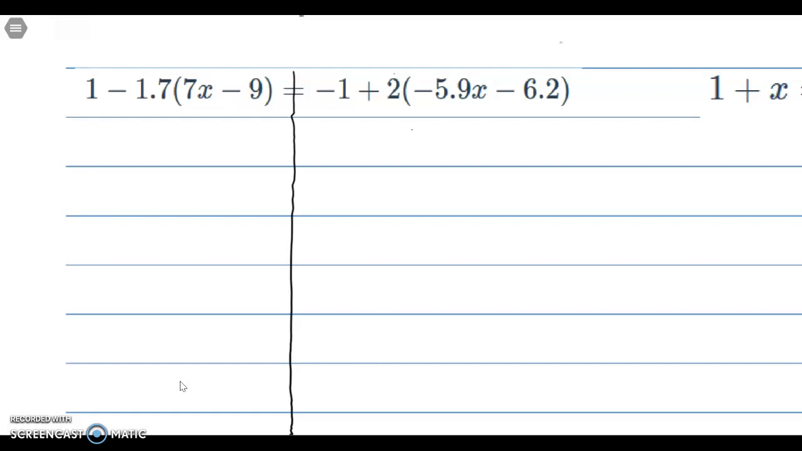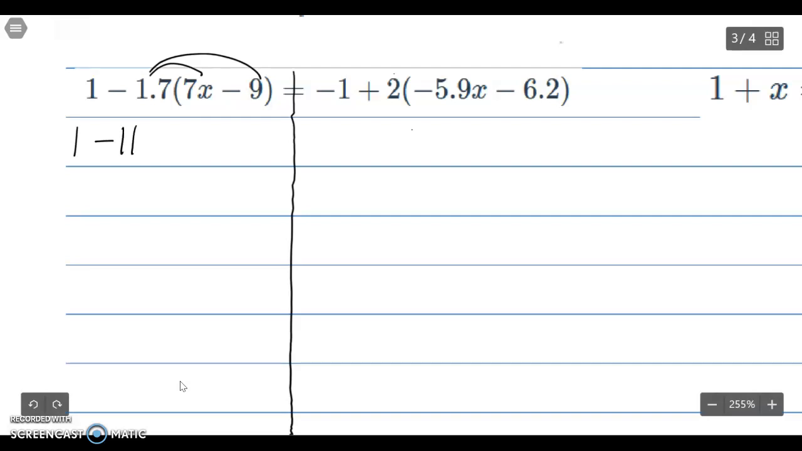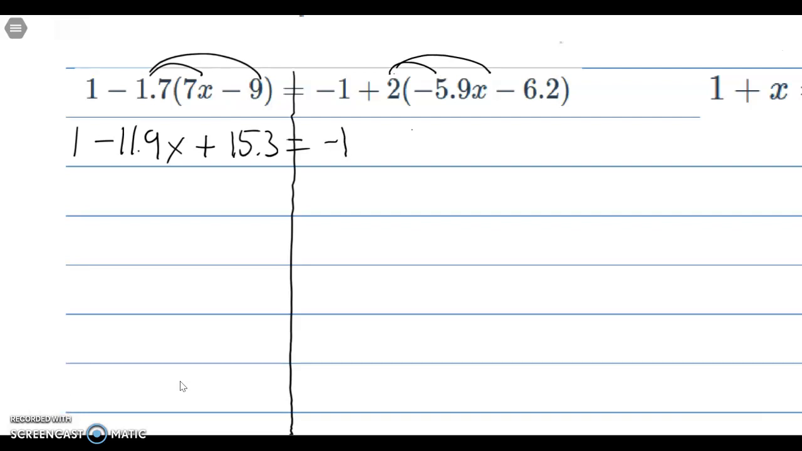So I'm going to do that by distributing this negative 1.7 times 7, and when I do that, I bring down a 1 here and I get negative 11.9x, and then negative 1.7 times 9, negative times a negative is positive, and that's going to get me 15.3. Then the next thing I'm going to do is continue to distribute here and here. I'm going to bring down this negative 1. All right, and then 2 times is negative 5.9. Positive times a negative is a negative.